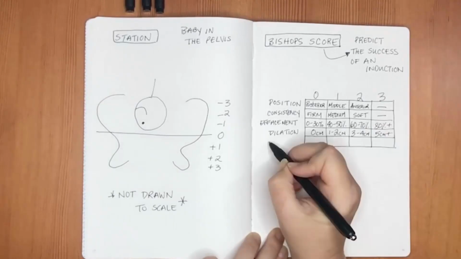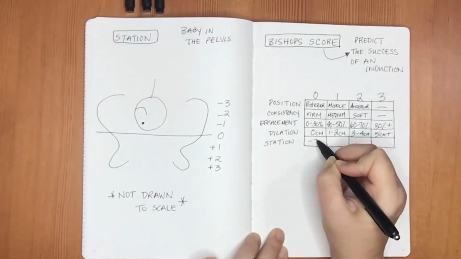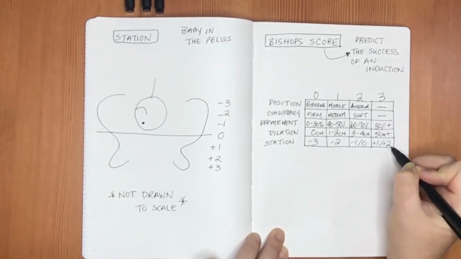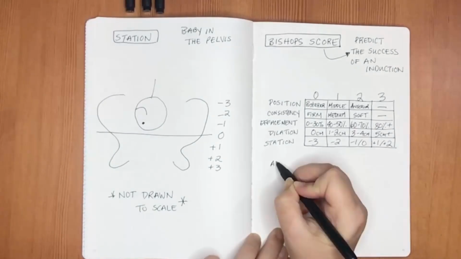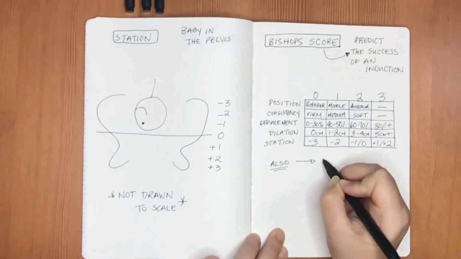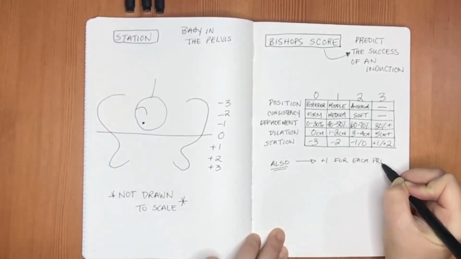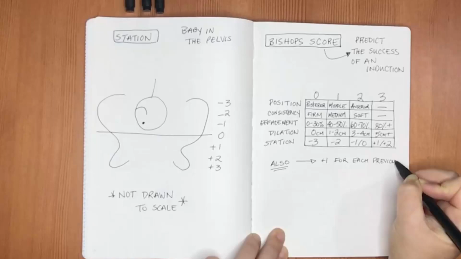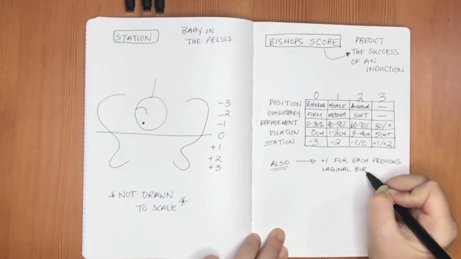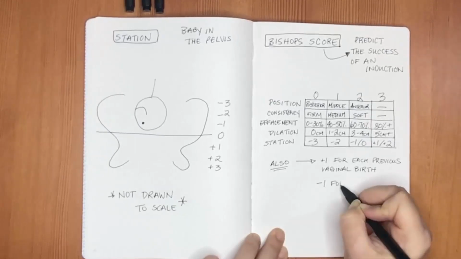Finally, the station, if we are in a -3 station, 0 points; -2, 1 point. -1 or 0 gets us 2 points, and then for 3 points, you have to be +1 or +2. The other thing to keep in mind is that if you have given birth, you get a +1 to your score for each previous vaginal birth that you have had. But if it is your first time birthing, you have to subtract a point from your total score.